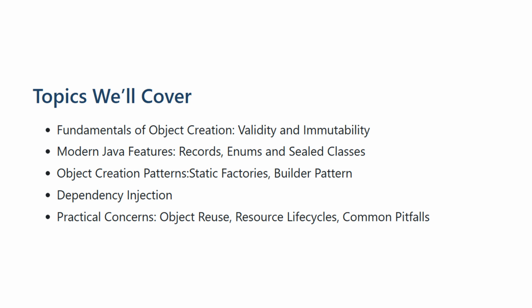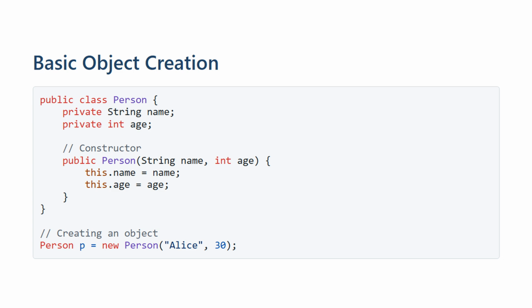By the end of this lesson, you'll have a mental model for object creation in modern Java. So every time you design a class, you make intentional, informed choices rather than just adding another constructor. If that sounds useful, let's get started.